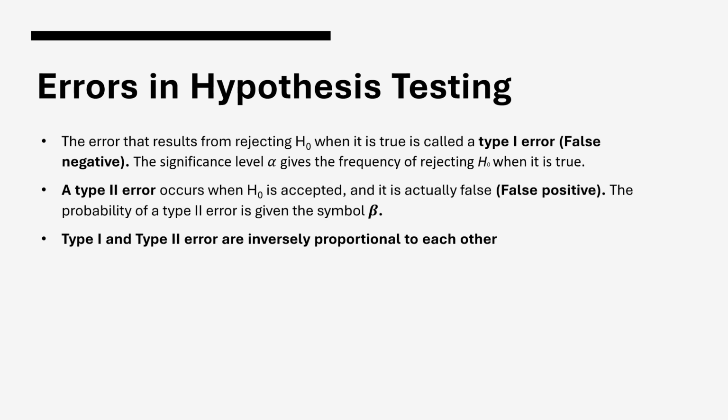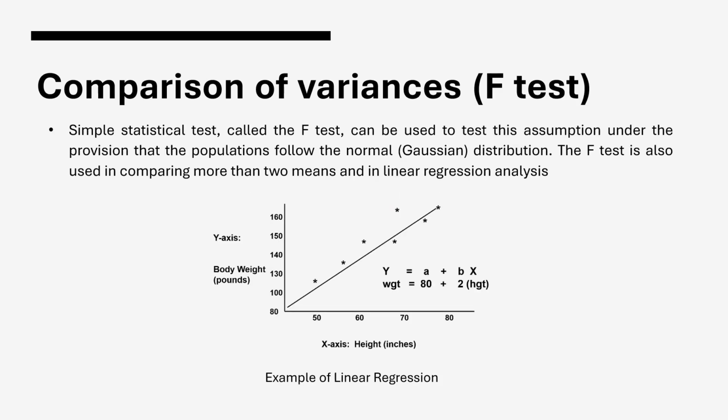So we have errors in hypothesis testing. We have a type 1 error if we reject our null hypothesis when it is true. We call that a false negative. A type 2 error is when we accept our null hypothesis when it is false. This one is symbolized by the word beta. They are inversely proportional to each other. So when you have high type 1 error, you have low type 2 error, and vice versa. Now, we can also compare the variances, or the squares of your standard deviation, using your f-test.